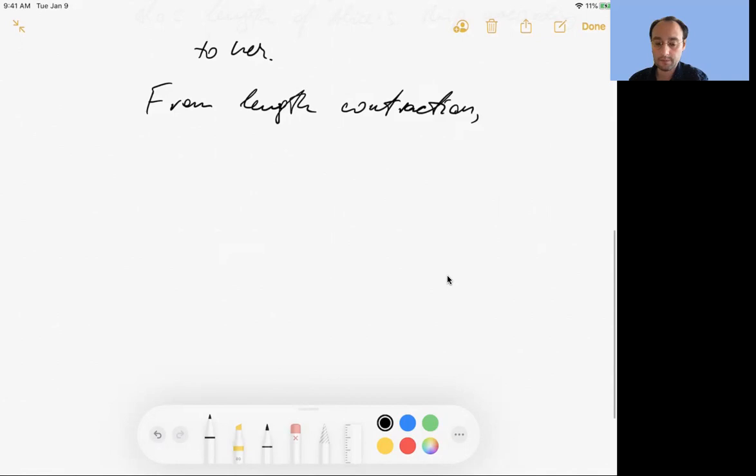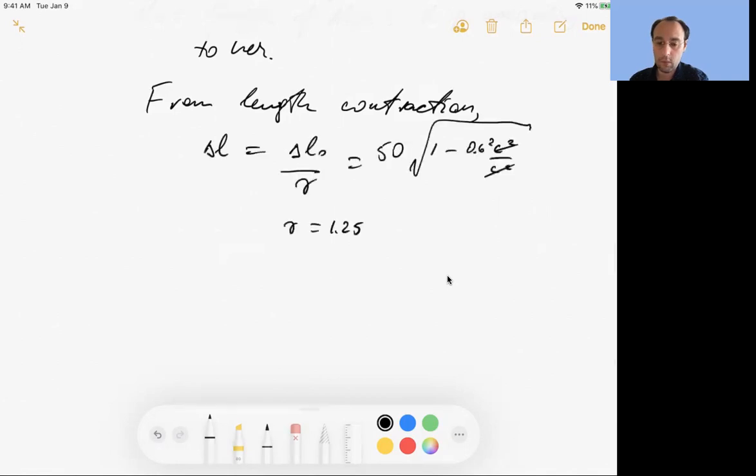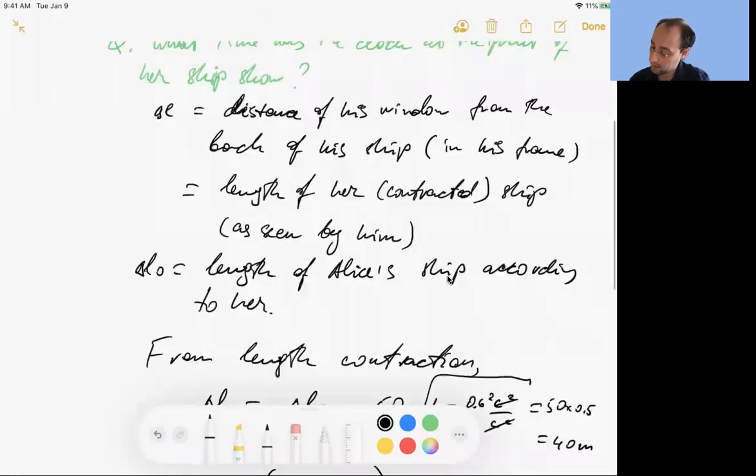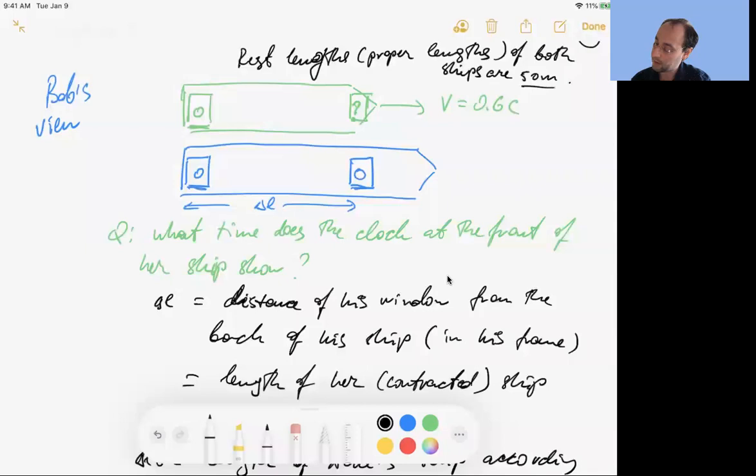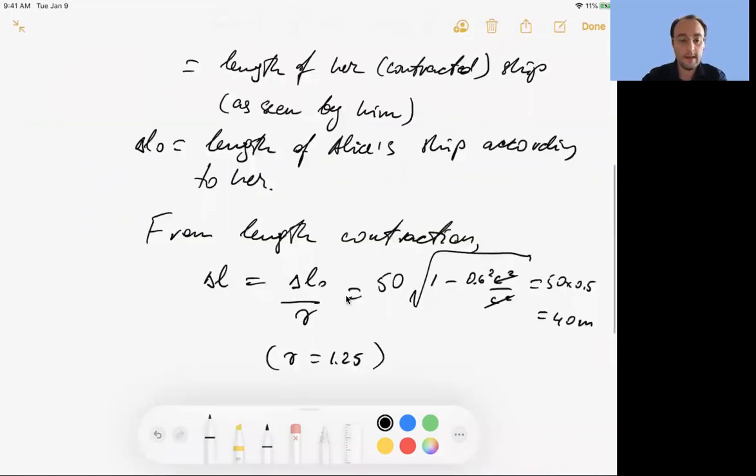So then 1 over gamma is 0.8. So this is 50 times 0.8, which comes out to be 40 meters. So now we know that according to Bob, her ship looks like it's 40 meters long, and his other window is also 40 meters away from the back. Okay, so that's part one.